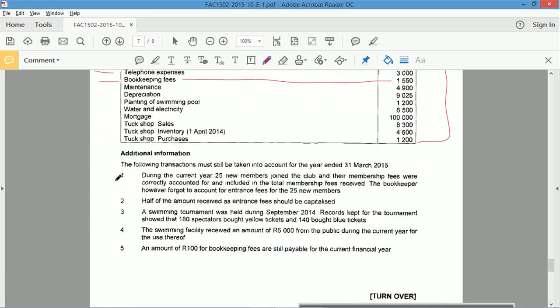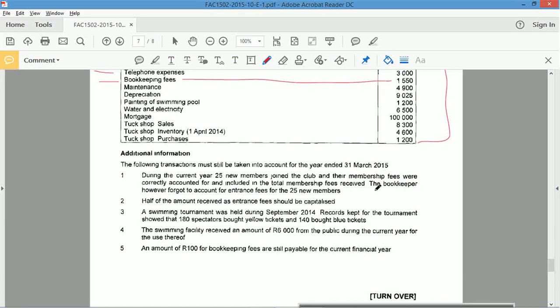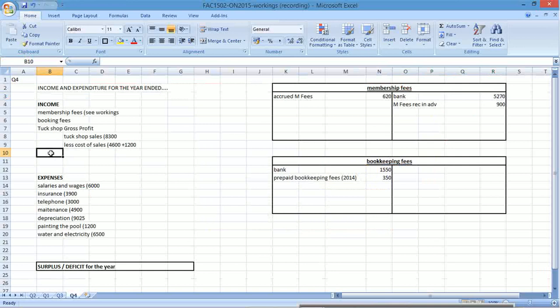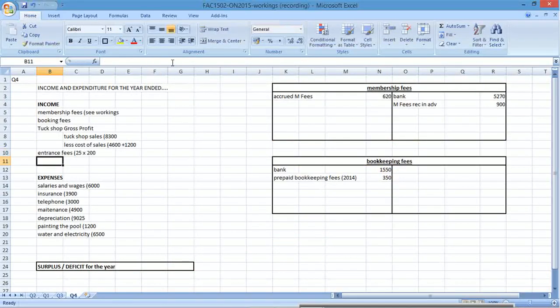Number 1. During the current year, 25 new members joined the club, and their membership fees were correctly accounted for and included in the total membership fees received. So that was included here, so that's fine. The bookkeeper, however, forgot to account for entrance fees. So they didn't account for the entrance fees, but they accounted for the membership fees. So entrance fees, brackets, 25 members times, was the entrance fee 200 Rand? Yes, times 200. Okay.